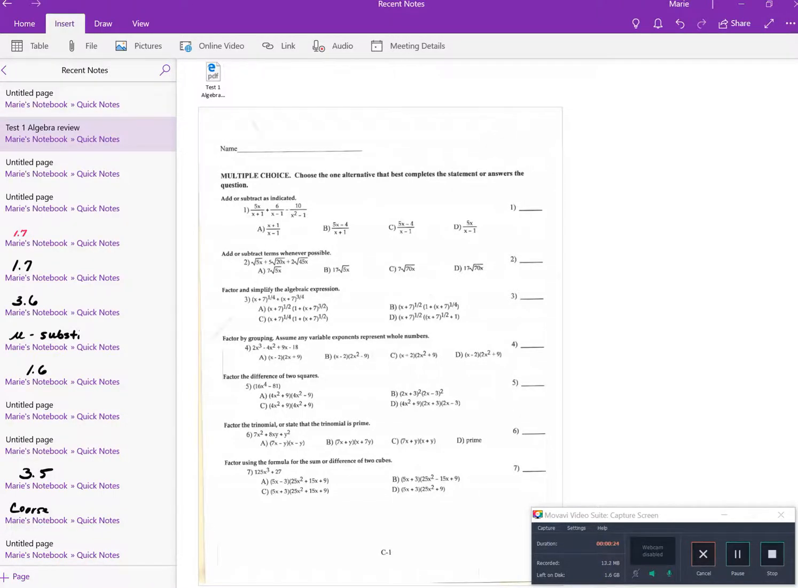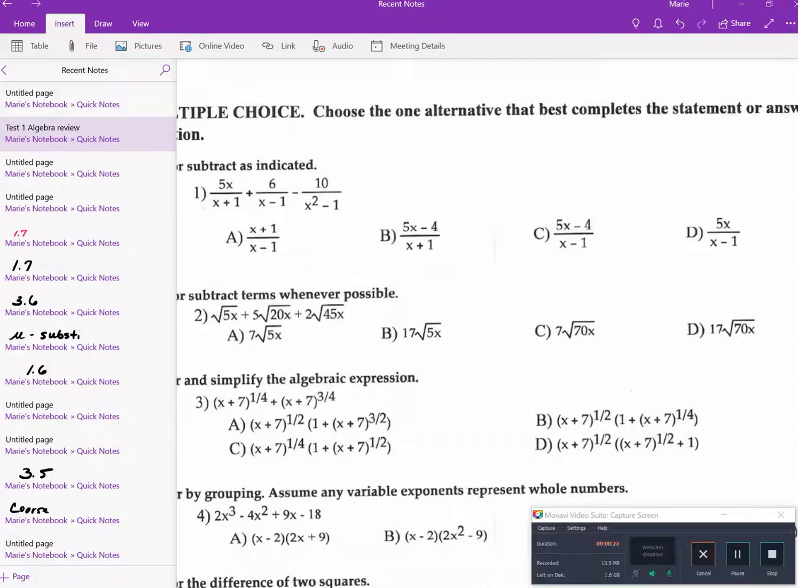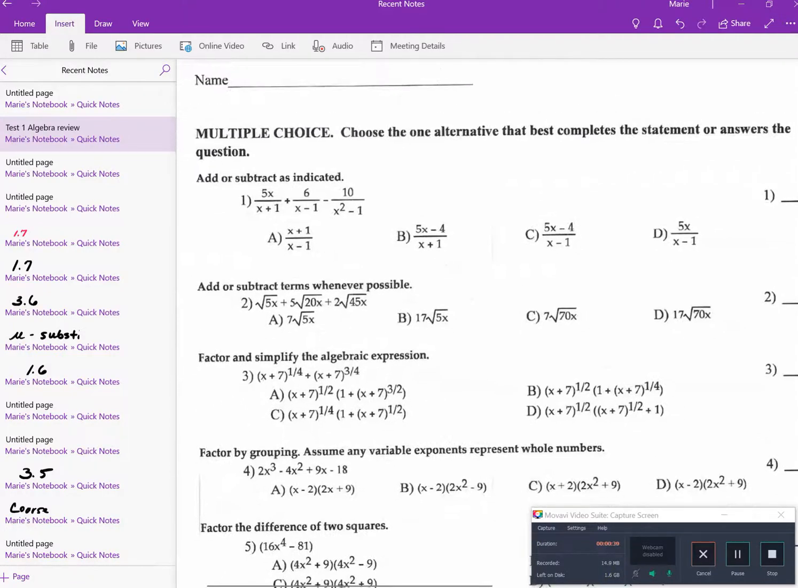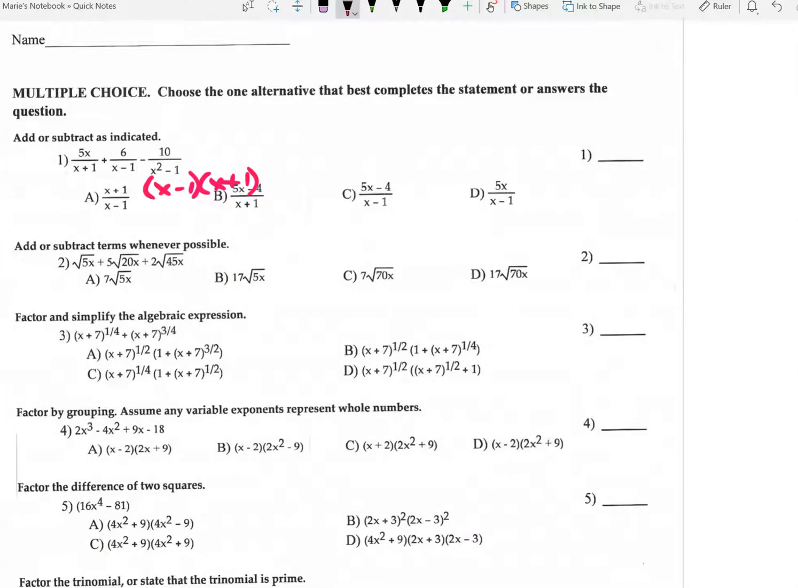So if you look at the first question, it says add or subtract as indicated, and we discussed this one where you needed a common denominator. Since this is a perfect square, I know that this is x minus 1, x plus 1. So if you recall, this is what that particular fraction looks like at the denominator level. So what we want to do is multiply the 6 by x plus 1 because that's what it's missing in the denominator, and the 5x I want to multiply by x minus 1 because that's what it is missing in the denominator.